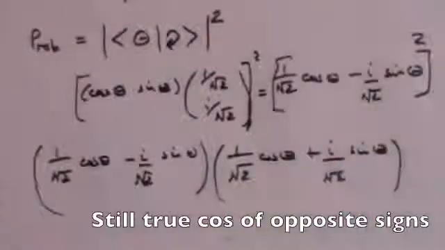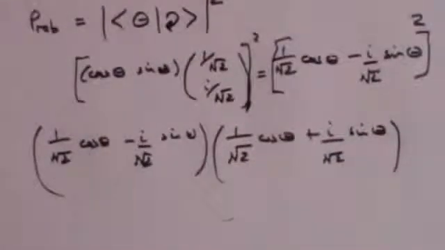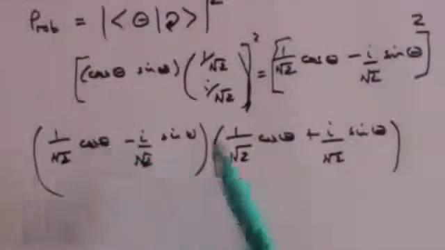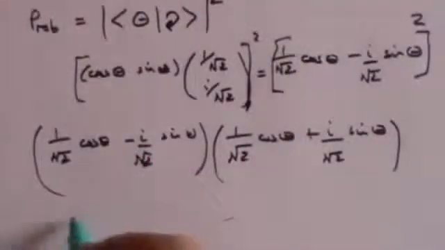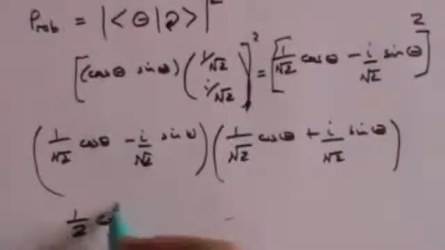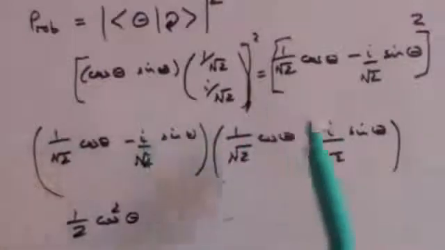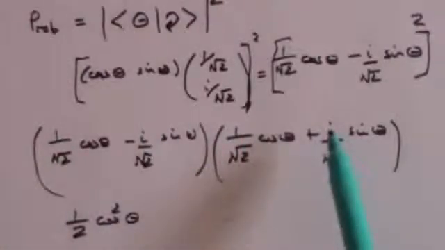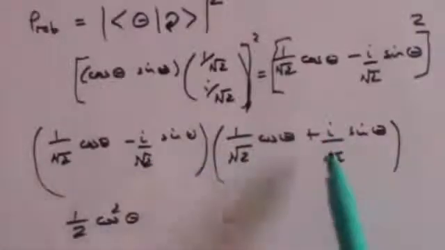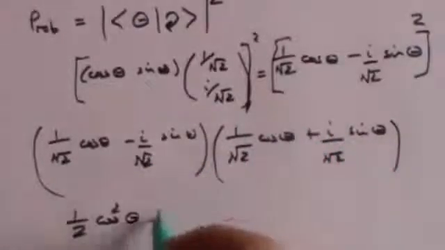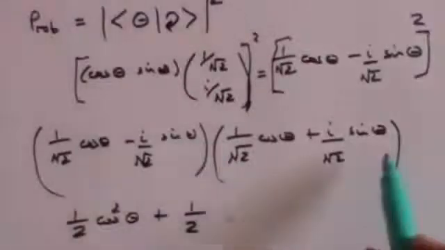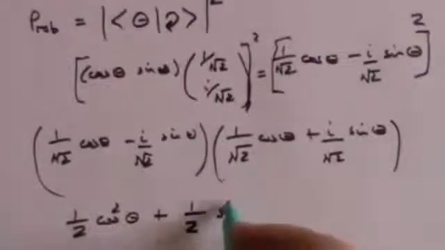So that goes, and what you're left with is simply now the 1 over root 2 cos theta times 1 over root 2 cos theta, which is going to be a half cos squared theta. And then you've got minus i times plus i will become minus i squared, but that is just plus 1. Root 2 over root 2 is a half, so you're now going to get plus a half times sine squared theta.